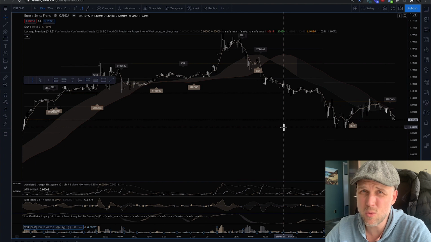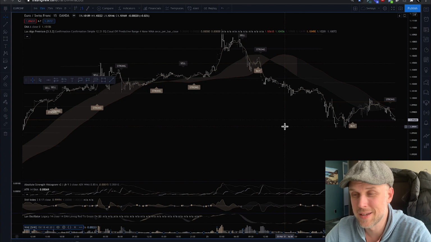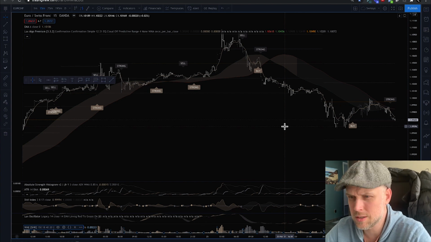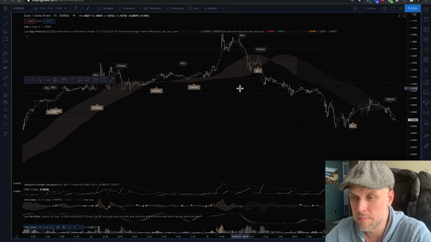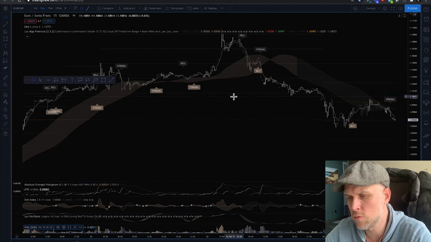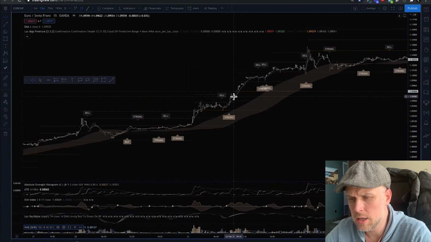Sometimes you've got to be picky about which one you do the 1 minute on. For instance, I wouldn't trade the Euro Swiss franc on a 1 minute chart, simply because it's got the euro involved. The euro is one of the most manipulated currencies. Well, it is the most manipulated currency on the planet. So I'm not going to trade the 1 minute on this one. However, there are some great movements that can occur even on the 15 minutes.